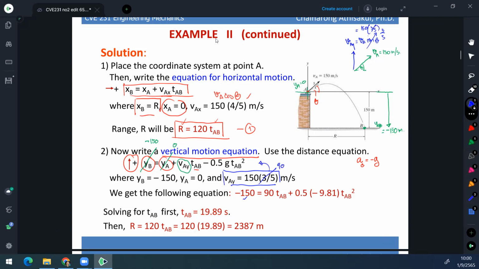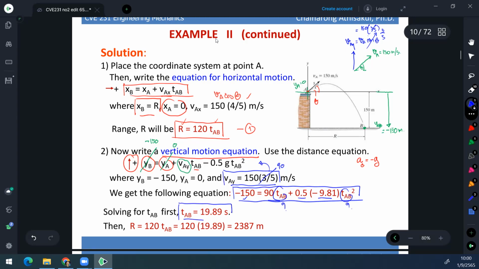This is 90 tAB, plus a half times gravity, that is minus 9.81, times tAB squared. According to this quadratic equation, we can solve for tAB, and we have tAB like this. When you solve this equation, you will get two answers.